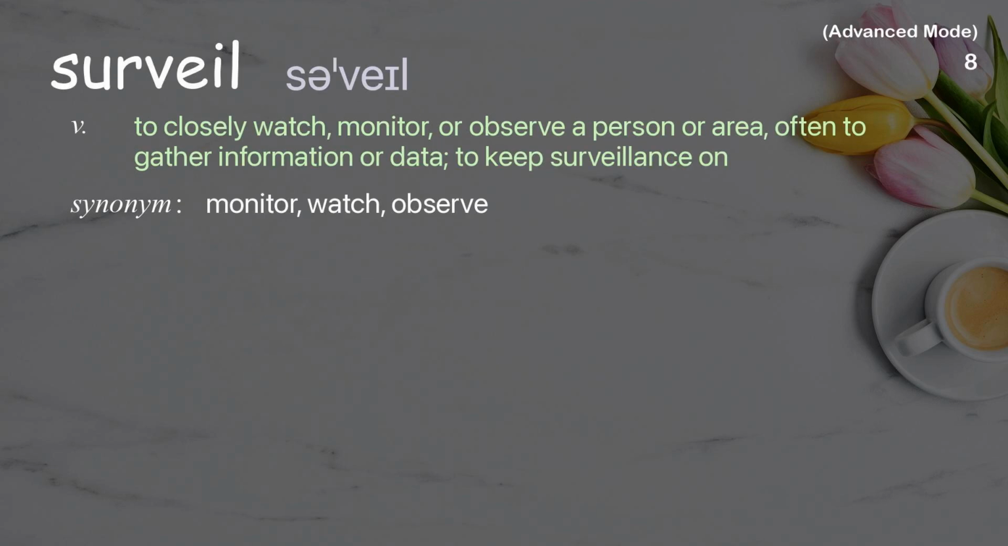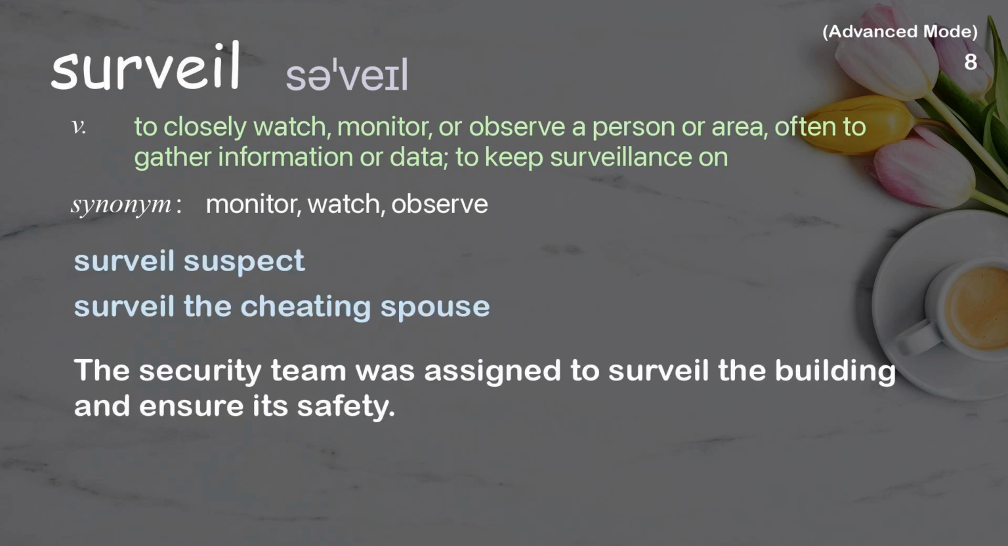Surveil. To closely watch, monitor, or observe a person or area, often to gather information or data, to keep surveillance on. Examples: Surveil suspect. Surveil the cheating spouse. The security team was assigned to surveil the building and ensure its safety.